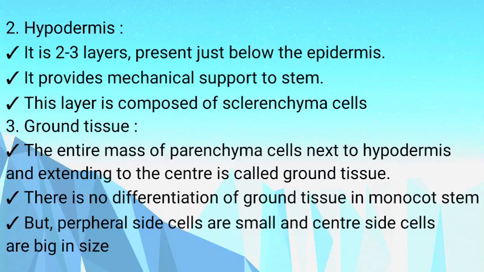Here you have to remember, hypodermis of monocot stem is completely composed of sclerenchyma, and the function of this hypodermis is giving mechanical support to the stem. Coming to ground tissue, it is completely composed of parenchyma cells. These are present up to the center. And one more thing, the parenchyma cells of ground tissue situated on the peripheral side are smaller ones, and those situated on the central side are bigger in size.